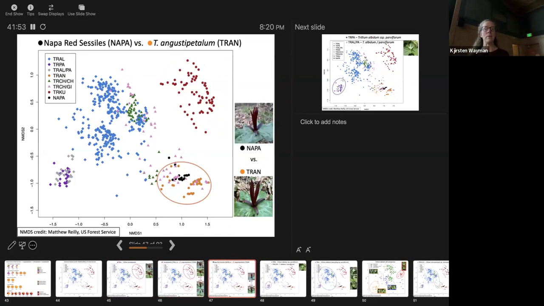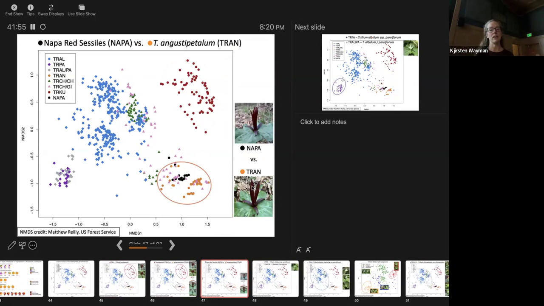If we look at those Napa County red sessiles that I said were very similar to angustipetalum, but could also be chloropedilum, look at those. The black dots are angustipetalum. They mesh in nicely with the orange dots, which are angustipetalum. So we've got the Napa County red sessiles and the angustipetalum all clustered here in this orange circle. But what you should also notice is that these pink triangles here represent Trillium chloropedilum variety giganteum. Those also seem to cluster in this area as well. So there's still a question as to what those Napa County red sessiles are.